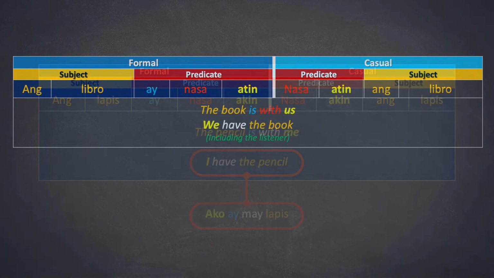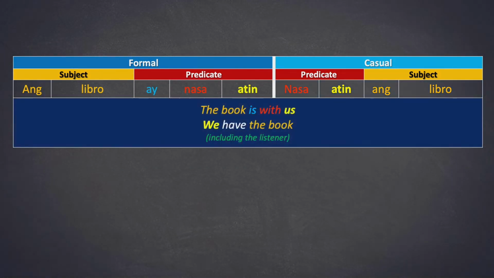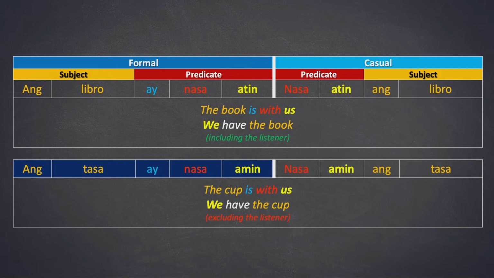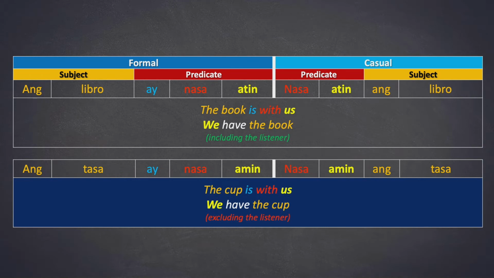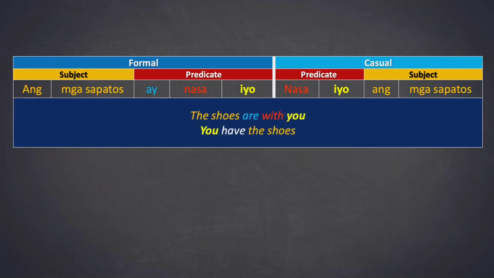Ituloy natin. Ang libro ay nasa atin. Nasa atin ang libro. The book is with us, or we have the book, including the listener. Ang tasa ay nasa amin. Nasa amin ang tasa. The cup is with us, or we have the cup, excluding the listener. Ang mga sapatos ay nasa iyo. Nasa iyo ang mga sapatos. The shoes are with you, or you have the shoes.